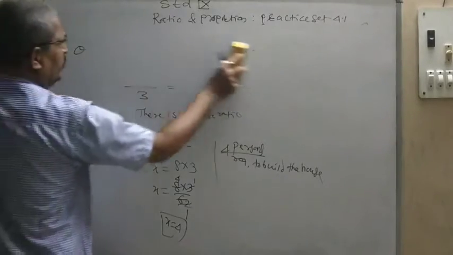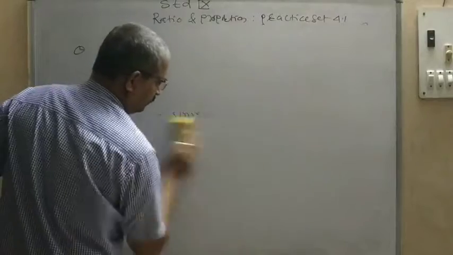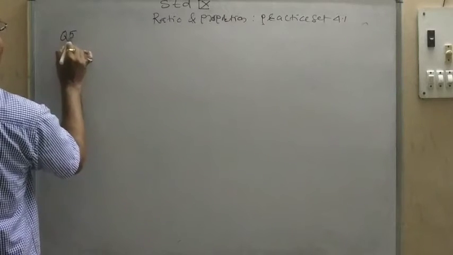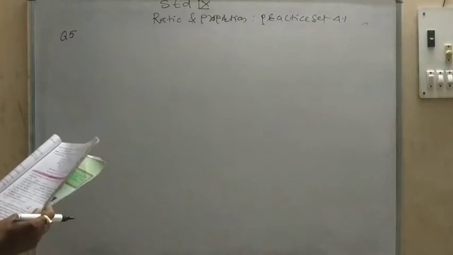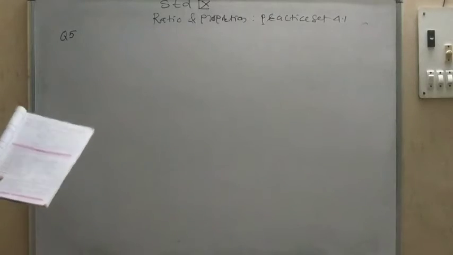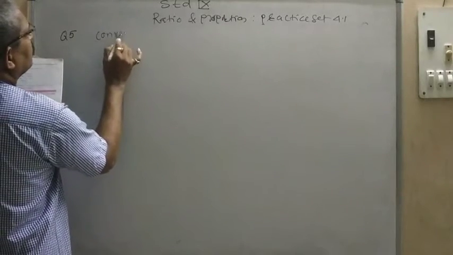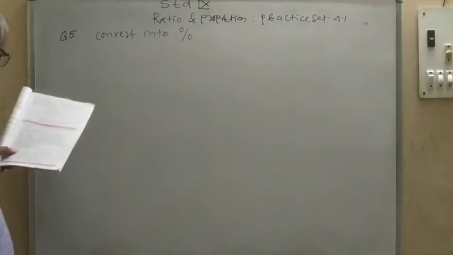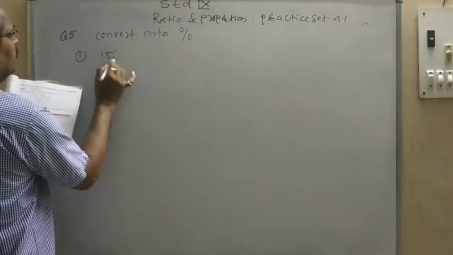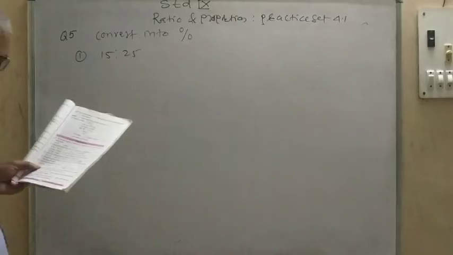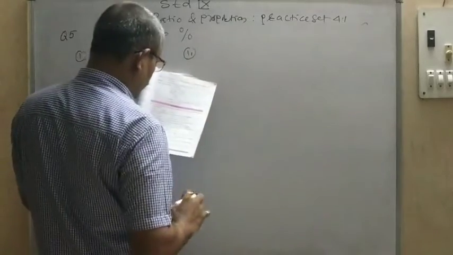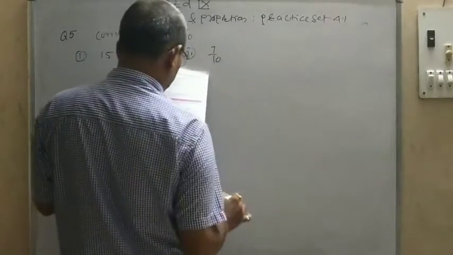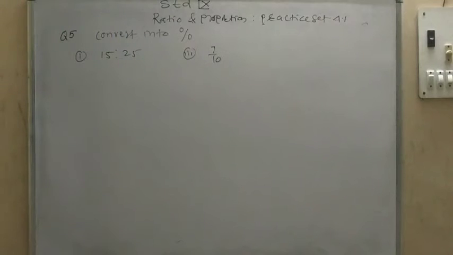Now we will enter question number 5. What is question number 5? Convert the following ratios into percentage. The first question is 15 is to 25. Second is given, and third I am taking 7 upon 10. Two are sufficient as per my knowledge.